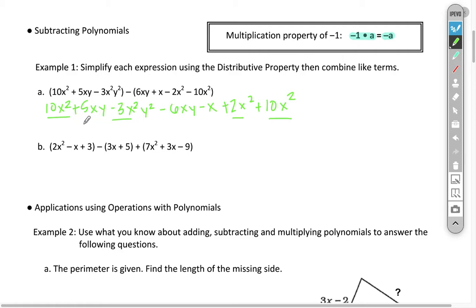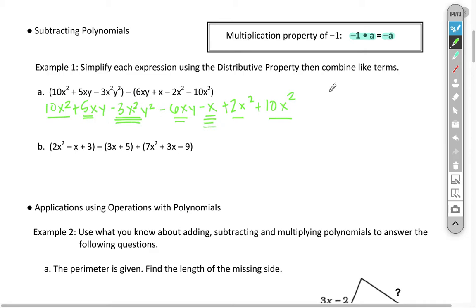Then we've got 5xy. Oh, I'm sorry, this is one value. I didn't notice that. So we've got 10x squared, 2x squared, and 10x squared. Then we've got 5xy, which can be combined with negative 6xy. Then we've got negative 3x squared y squared, which is a value on its own, and negative x, which is a value on its own.